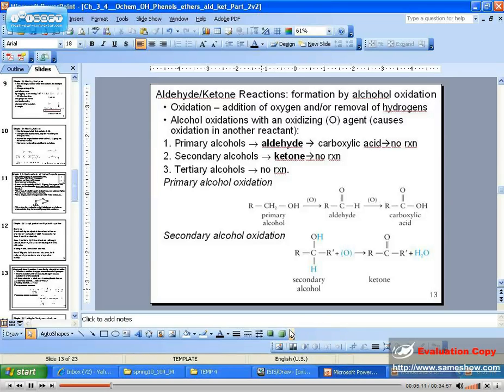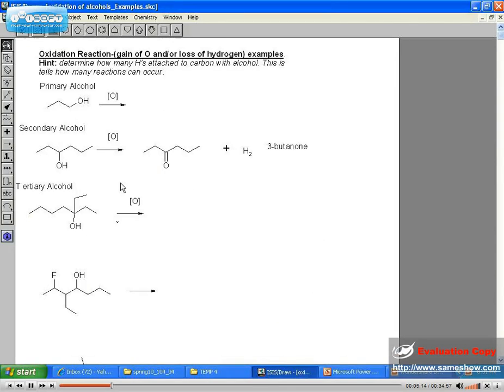Let me go ahead and give you an additional example as a point of reference. In this top example that I'm lassoing, that's a primary alcohol because this carbon right here is connected to only 1 other carbon. Let's go to the next example. The alcohol is a secondary alcohol because the carbon that the alcohol is attached to is attached to 2 other carbons.